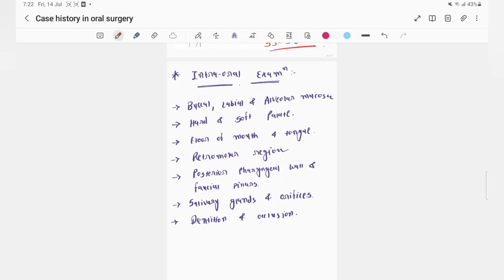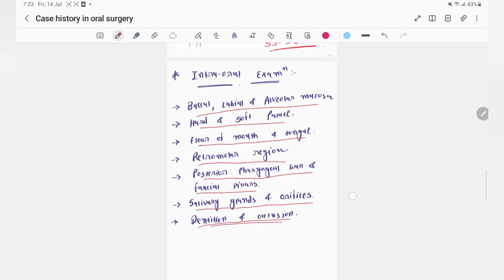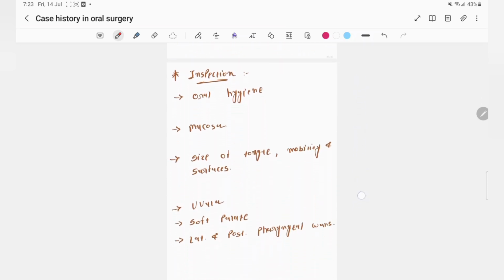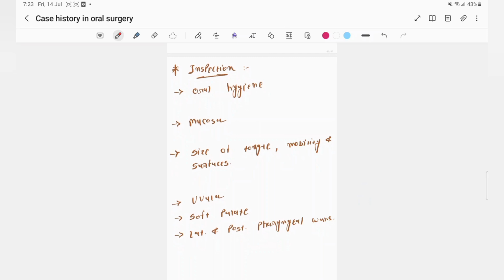So, in intraoral examination, you have to examine the buccal, labial, and alveolar mucosa, then the hard and soft palate, then the floor of mouth and tongue, retromolar region, posterior pharyngeal wall, and facial pillars, then salivary glands and their orifices, and the last is dentition and occlusion. So, we will start with inspection for intraoral. So in inspection, first you have to inspect the oral hygiene of the patient.